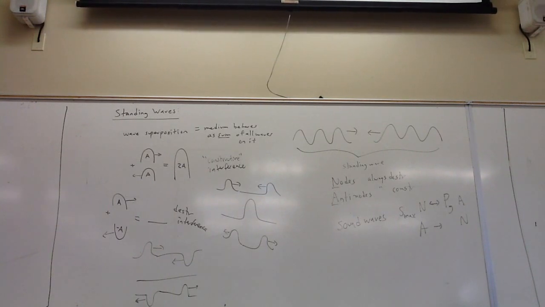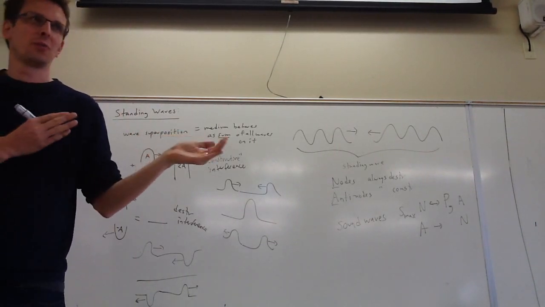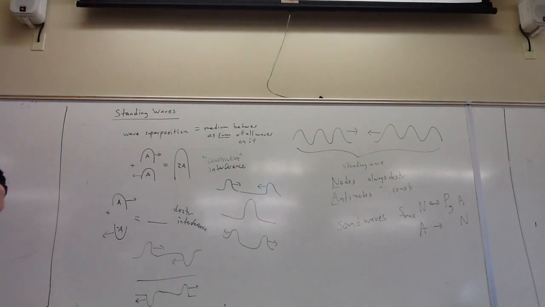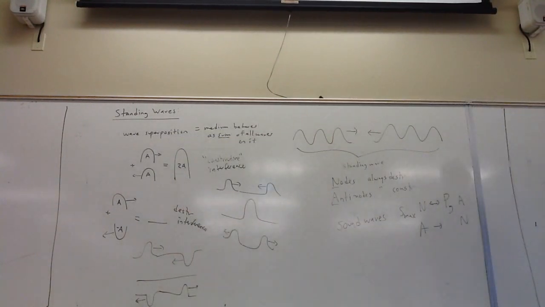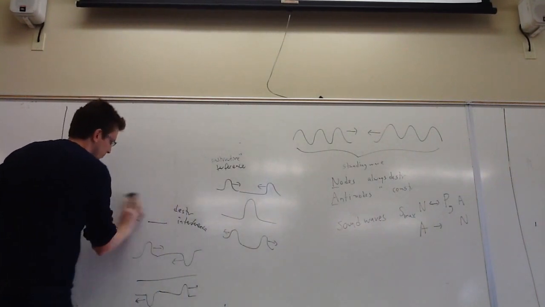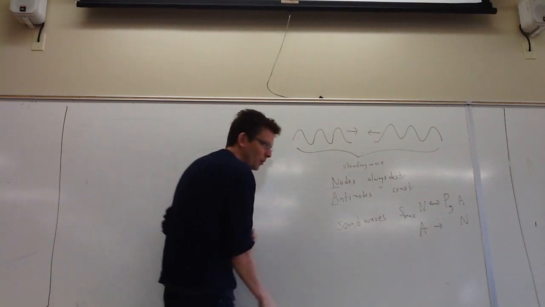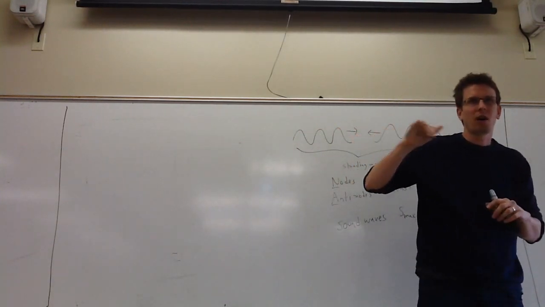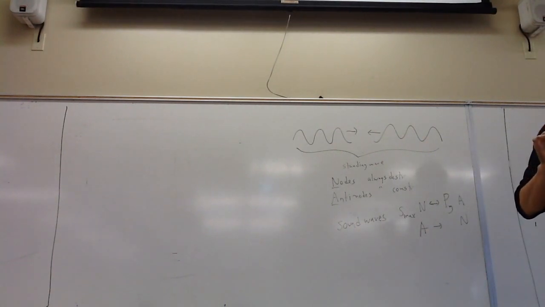So, now that we kind of understand why we see what we see, this wave that seems to kind of hover in place, it doesn't drift to one side or the other, it's a result of the superposition of traveling waves, we now want to understand what its properties are, okay? And most importantly, you saw this in the demo, if I don't move my hand right, you get some ugly mess. You get some superposition that is not a nice standing wave.